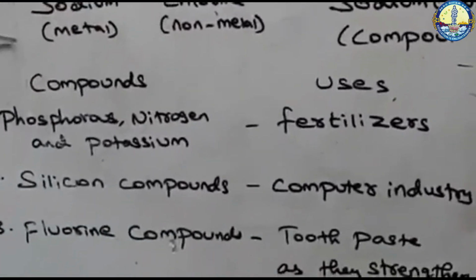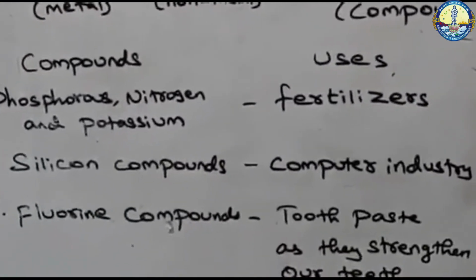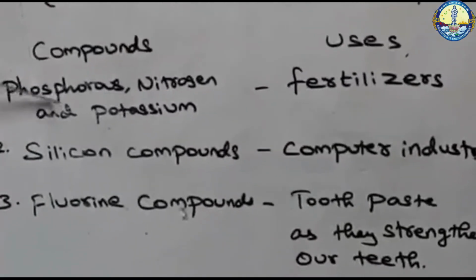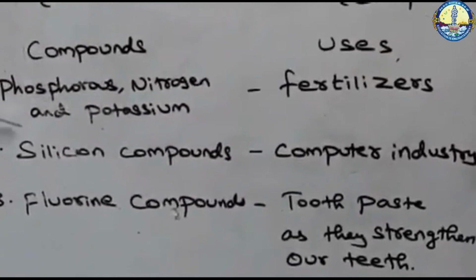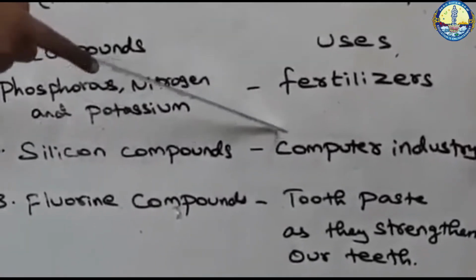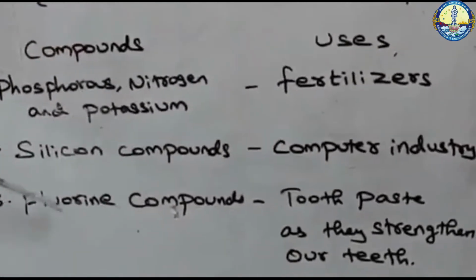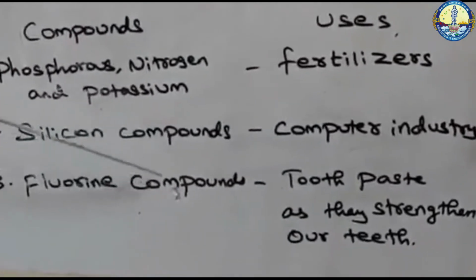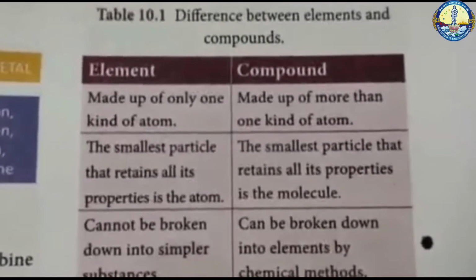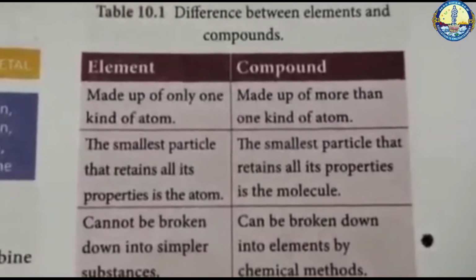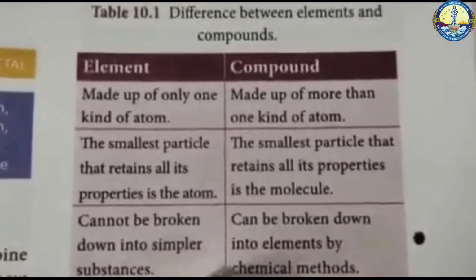Uses of compounds. Compounds of phosphorus, nitrogen and potassium are used in fertilizers. Silicon compounds are used in computer industry. Fluorine compounds are used in our toothpaste as they strengthen our teeth. Now we can see about the difference between element and compound.